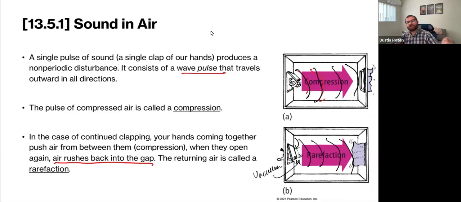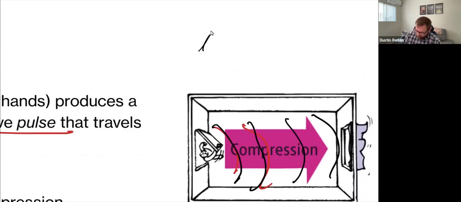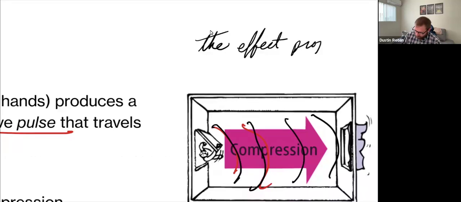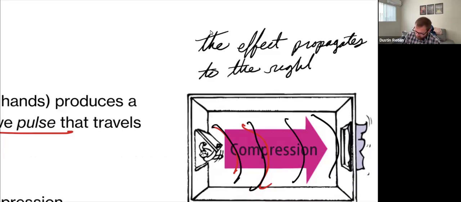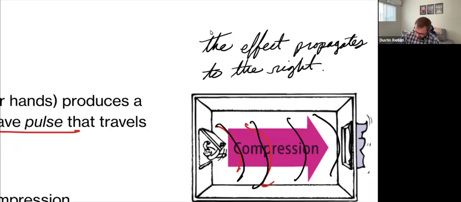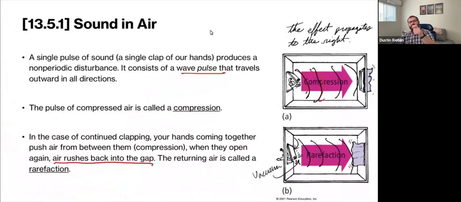Okay, so that's why the arrow points to the right in both of these, even though we have molecules going in both directions. It's the effect that gets transferred. So I should probably write that. The effect propagates to the right. Okay, so don't get confused by why the arrows point in the same direction, even though molecules are sort of moving in two different directions in these cases.